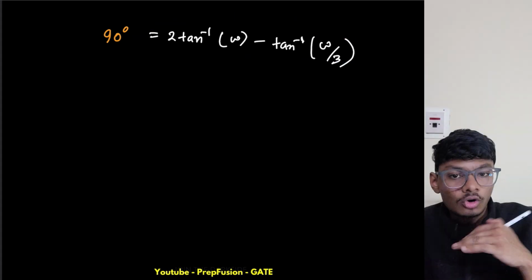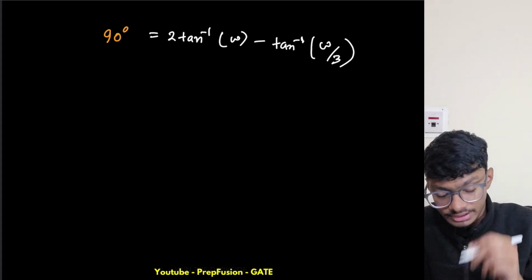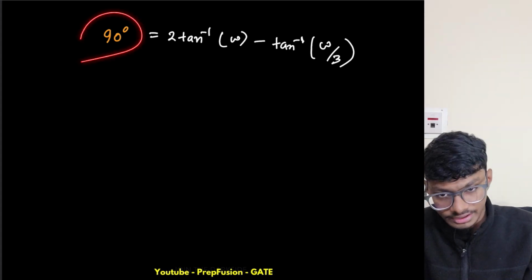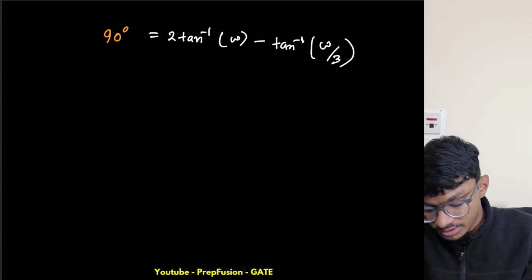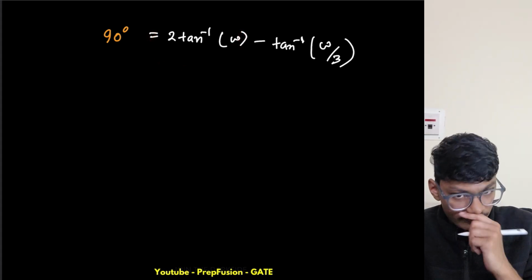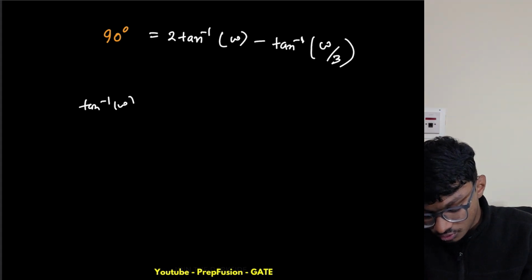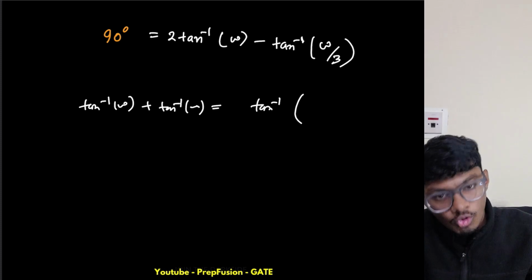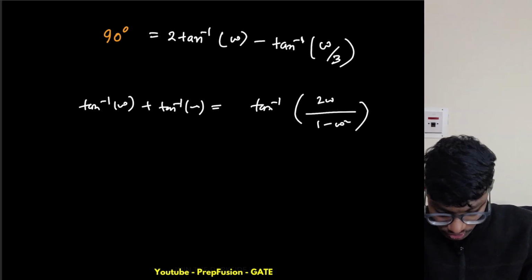Now the shortcut I knew was that tan inverse x plus tan inverse 1 by x would be 90. But here I don't have that format, so I have to simply solve it rigorously. So how to solve it? What is 2 tan inverse omega? You can write, in rough, 2 tan inverse omega as tan inverse omega plus tan inverse omega. And what is the formula for tan inverse a plus tan inverse b? It is simply tan inverse of 2 omega by 1 minus omega square. So this is the formula.